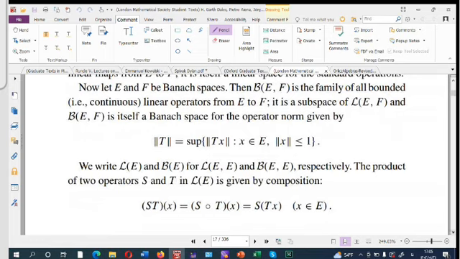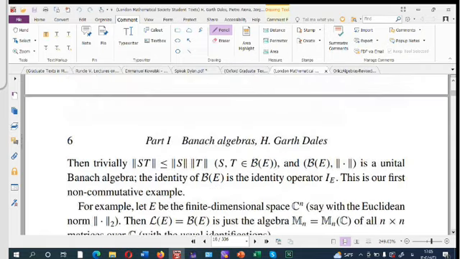This space with this multiplication is an algebra. We see this equality and the proof that B of E with composition is a Banach algebra.